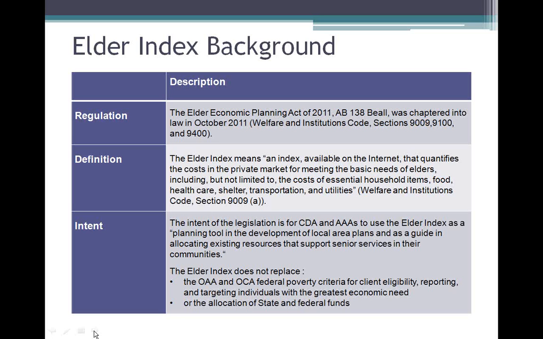The intent of the legislature is for CDA and AAAs to use the Elder Index as a planning tool in the development of local area plans and as a guide in allocating existing resources that support senior services in their communities. However, the Elder Index does not replace the Older Americans Act and Older Californians Act federal poverty criteria for client eligibility, reporting, and targeting individuals with the greatest economic need. It also does not replace the allocation of state and federal funds.